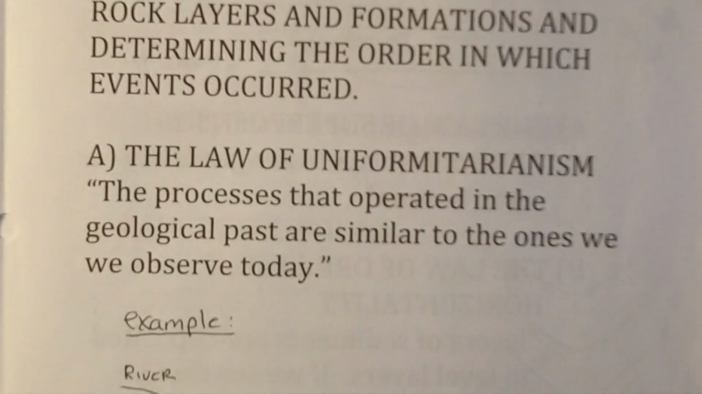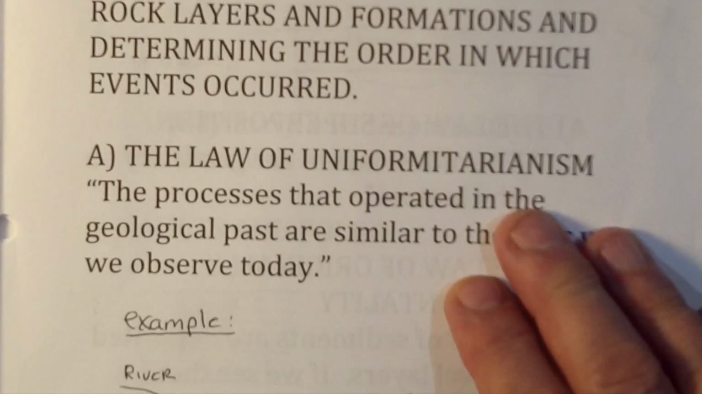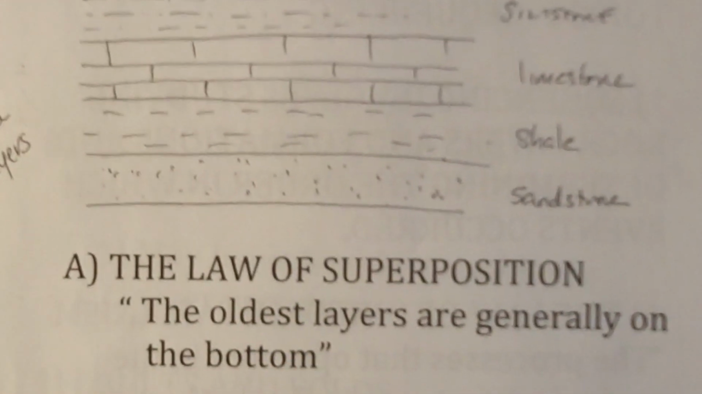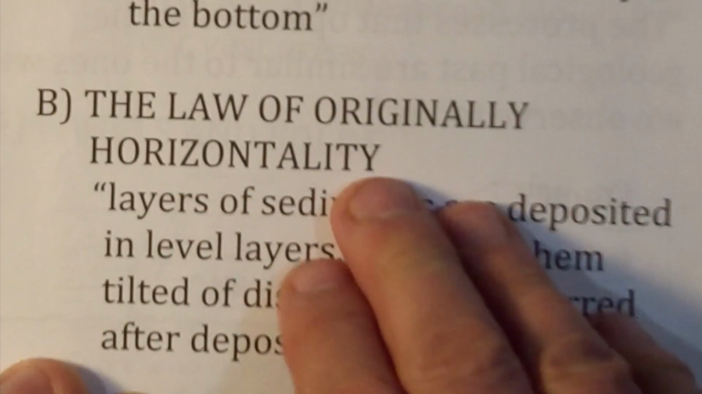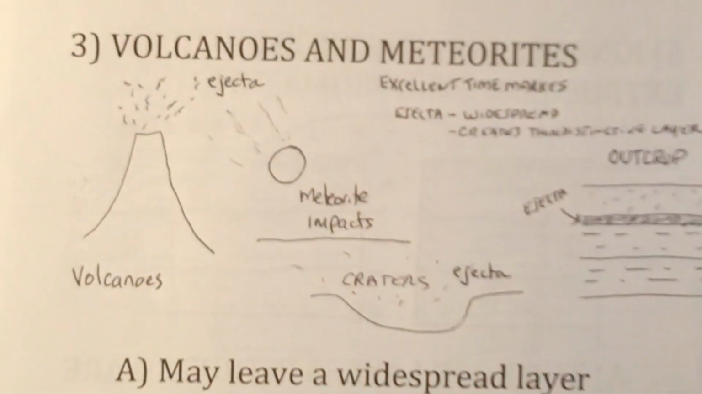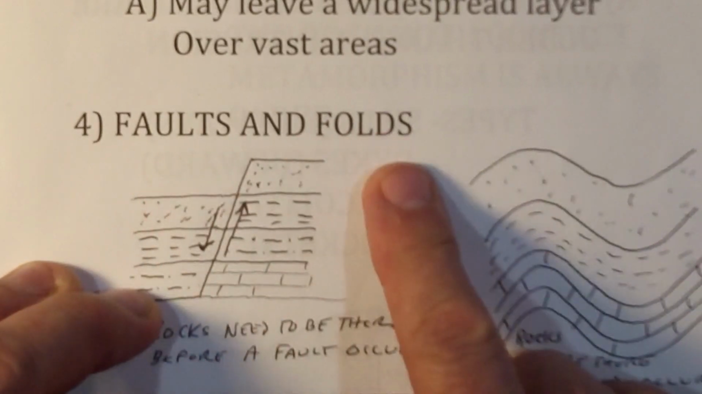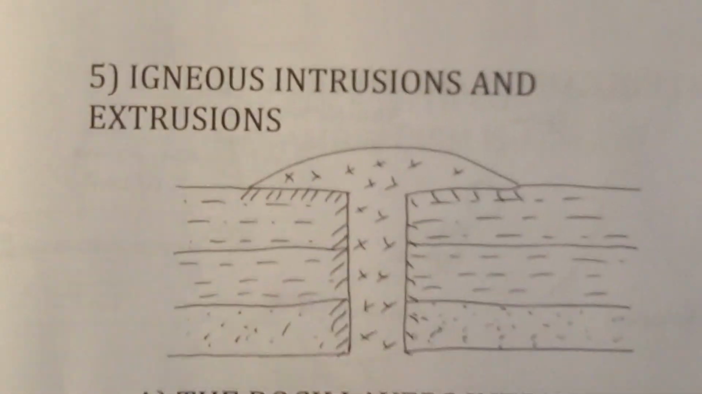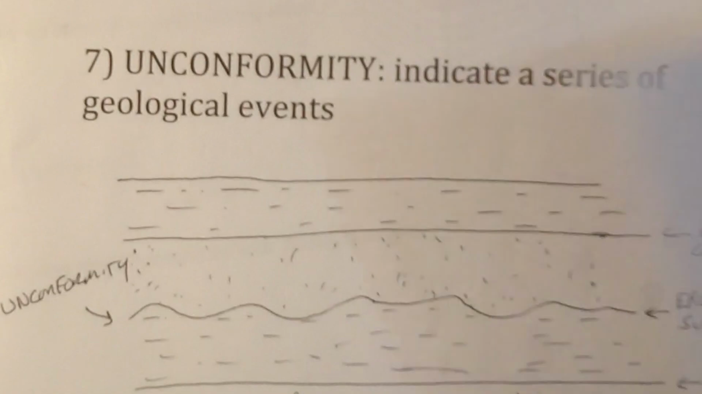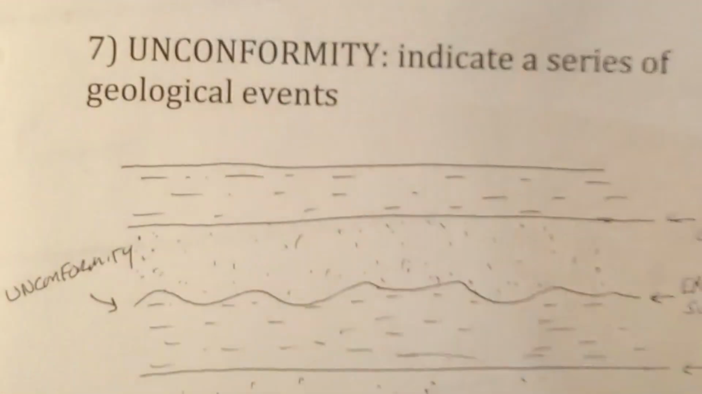We're using certain laws: the law of uniformitarianism, the law of superposition, the law of original horizontality. We're using clues like volcanic and meteorite clues, faults and folds, igneous intrusions and extrusions, contact metamorphism, xenoliths, and here we go, unconformities.